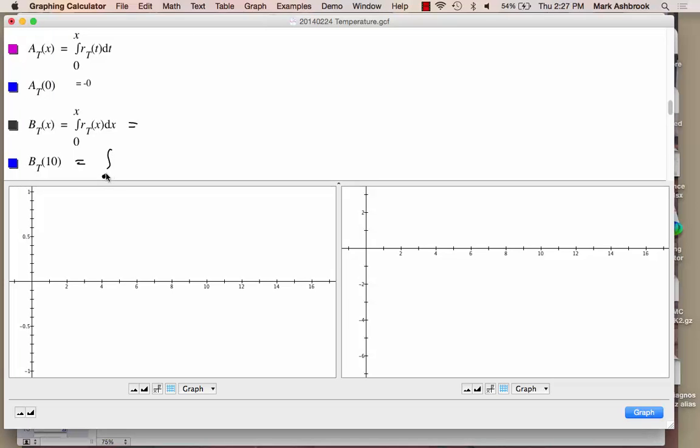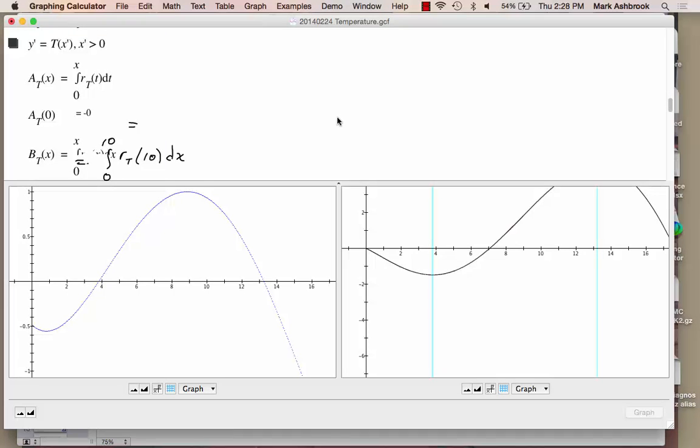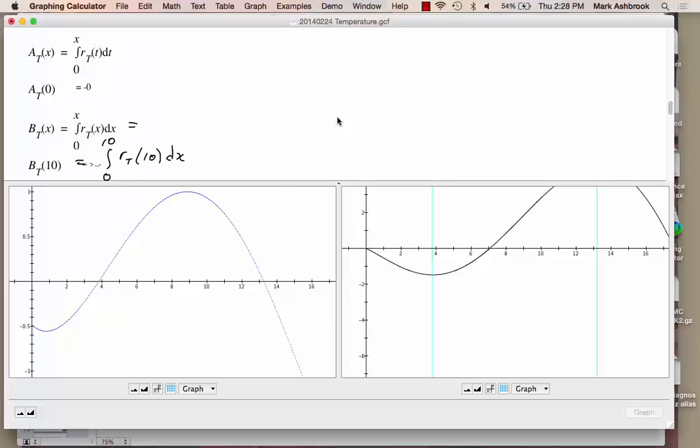Okay, the integral from 0 to 10. Yep. 10. So what is that? That's a really small change in x. Does it have to do with 10? No. So it's going to be dx. Okay, so what is that doing? From 0 to 10, r sub t of 10 dx.